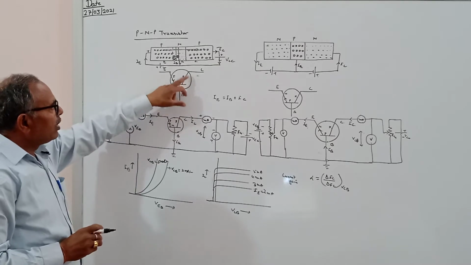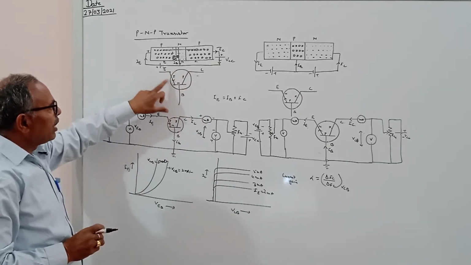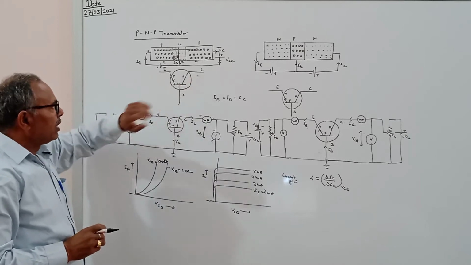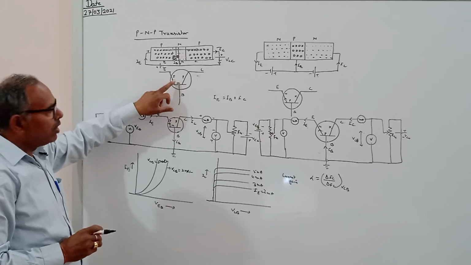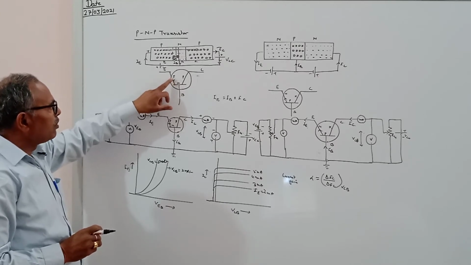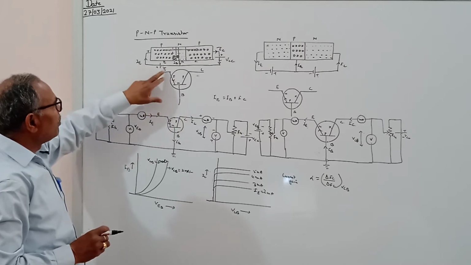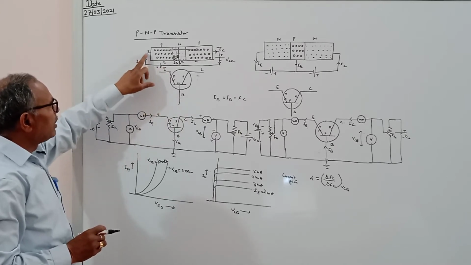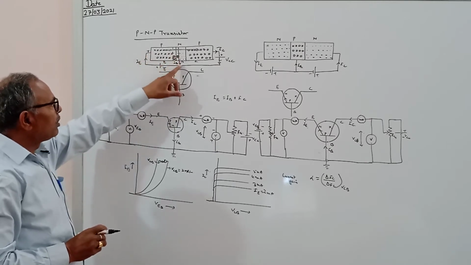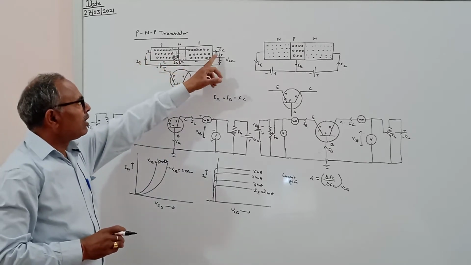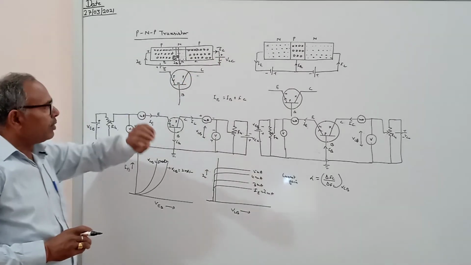The symbol of the PNP transistor is like this. This is the emitter, this is the base, and this is the collector. The internal direction of the current will be from P to N, and the current IE flows in this direction, IB is here, and the collector current flows in this direction.